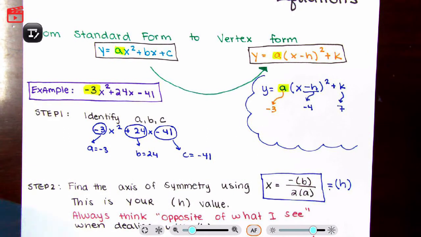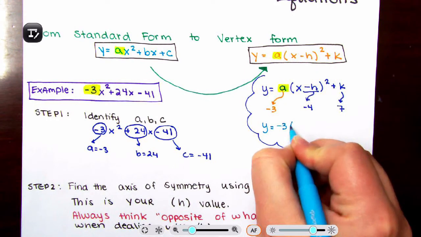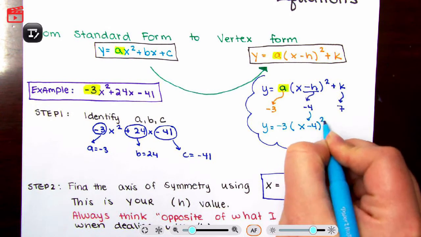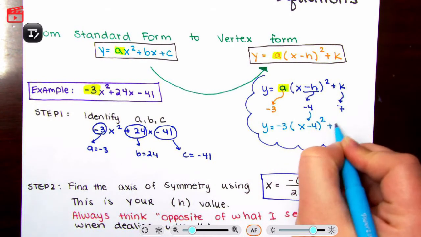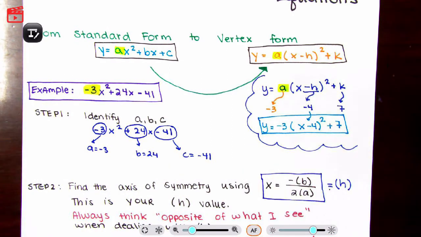So how does our final answer look in vertex form? I have y is equal to -3 times x minus 4 squared, don't forget your squared, plus 7, which was our k value. And this is our equation in vertex form.